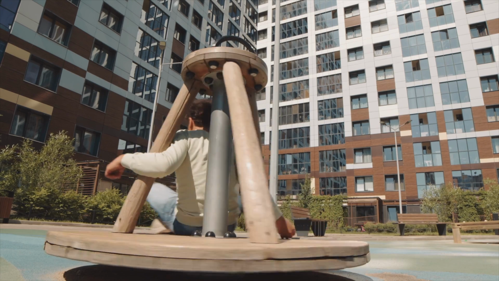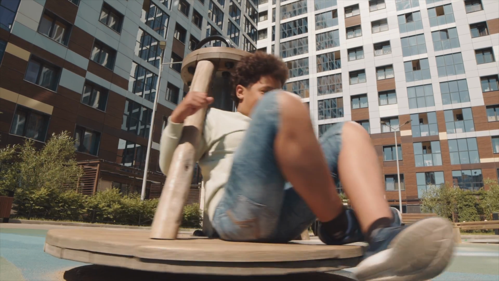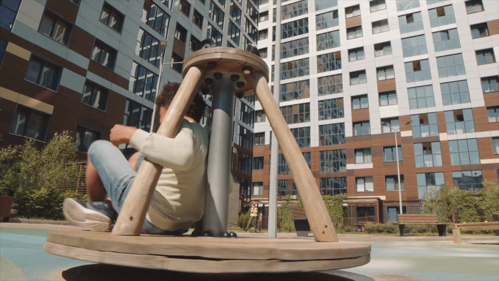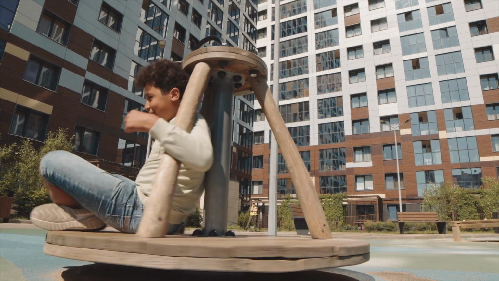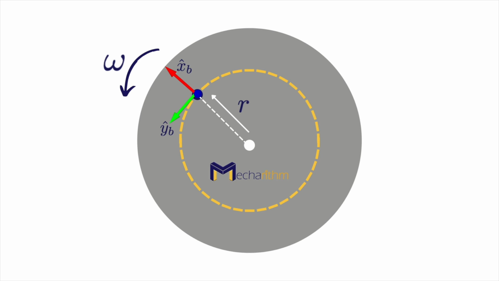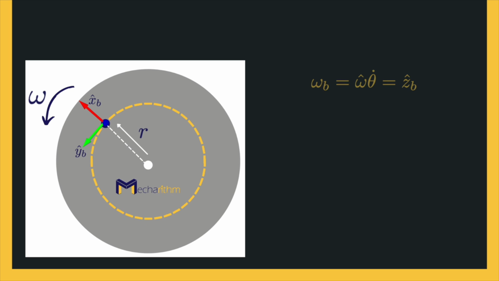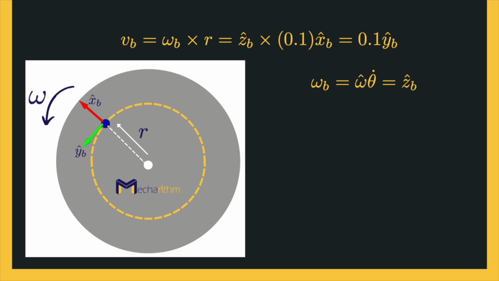We want to find the body twist, which is the angular velocity and linear velocity expressed in the body frame. This figure shows the sketch of the problem. The angular velocity is in the z direction of the body frame with the magnitude of 1 radian per second. The linear velocity is in the direction tangent to the circular path, so we already know that it's in the body frame's y direction. But we can also verify that by calculation.